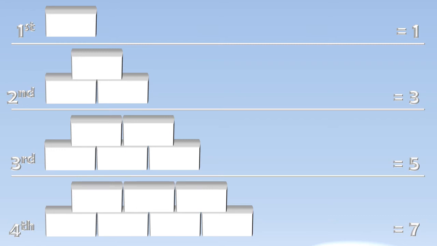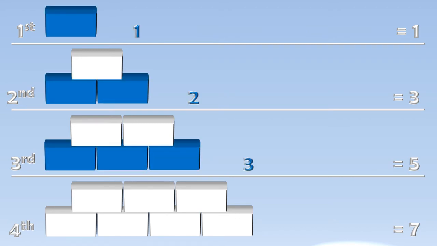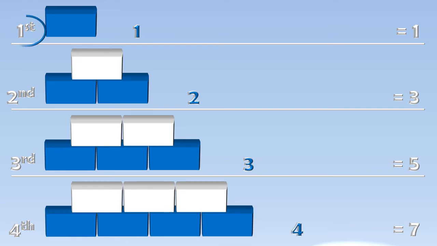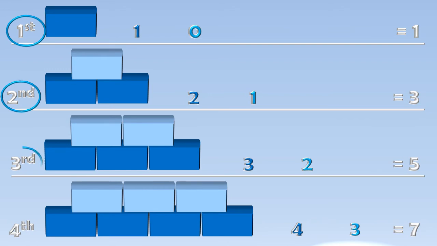If we count the number of blocks in the bottom row of each wall, then we discover that the number of blocks is the same as the position of the wall in the sequence. And likewise, if we count the number of blocks in the top row of each wall, then we discover that the number of blocks is the same as 1 less than the position of the wall in the sequence. Or in other words, the position of the wall in the sequence minus 1. And then, if we add the two rows together, we find the total number of blocks for each wall.